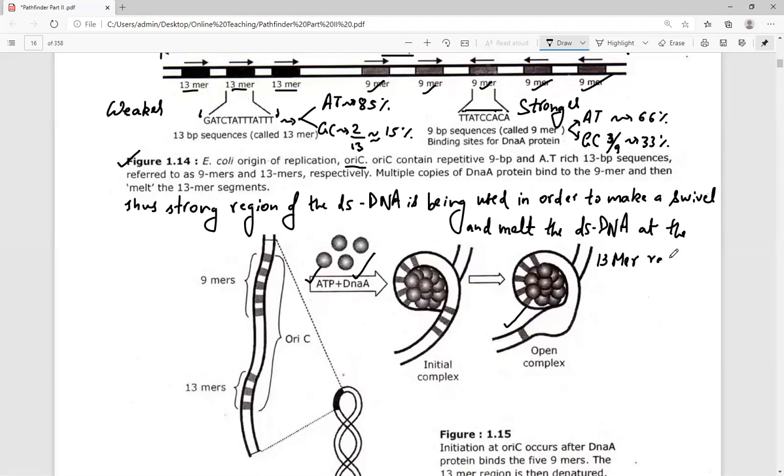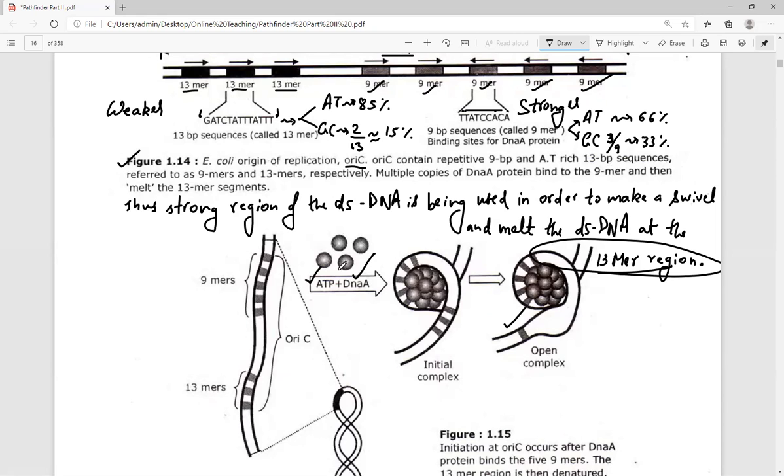Here you would be melting the DNA molecule at the 13-mer region. This is how the melting of the DNA is being performed. In this manner, the melting of the DNA can take place. Any doubt in this particular process? So this would be very clear in your mind why the DNA is being melted at the 13-mer region only, and why at the 9-mer region the proteins are binding.